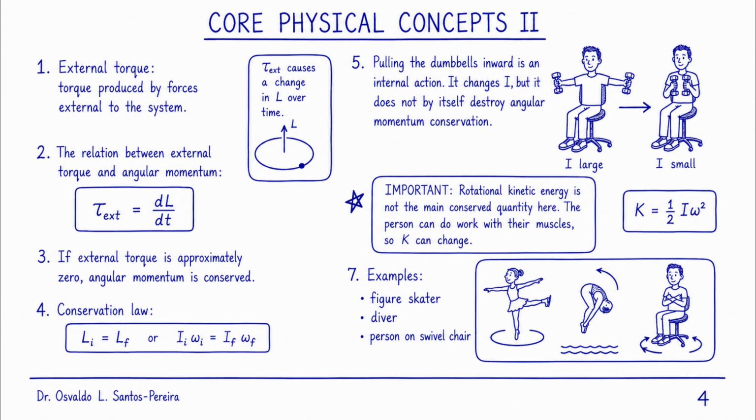Pulling the dumbbells inward is an internal action. The person uses muscular force to change the position of the dumbbells, but this action does not generate a significant external torque around the rotation axis. It is important not to confuse angular momentum with rotational kinetic energy. Angular momentum is approximately conserved, but the rotational kinetic energy can increase because the person performs mechanical work while pulling the dumbbells inward. The same physical principle appears in figure skating, diving, gymnastics, and many other rotational movements.